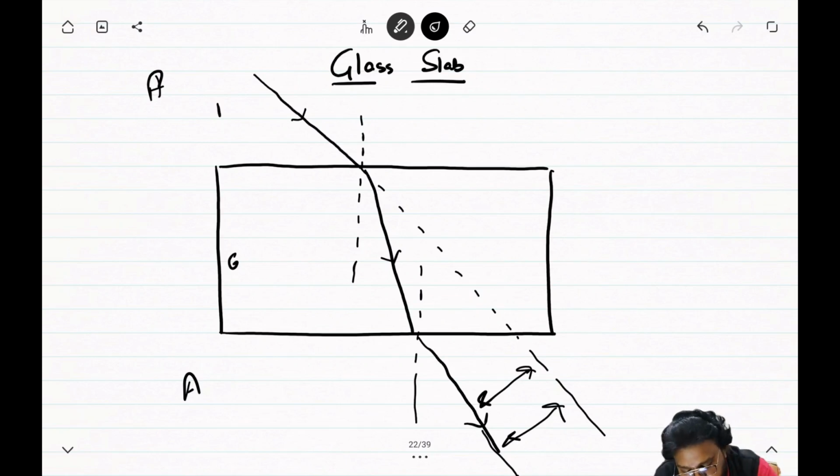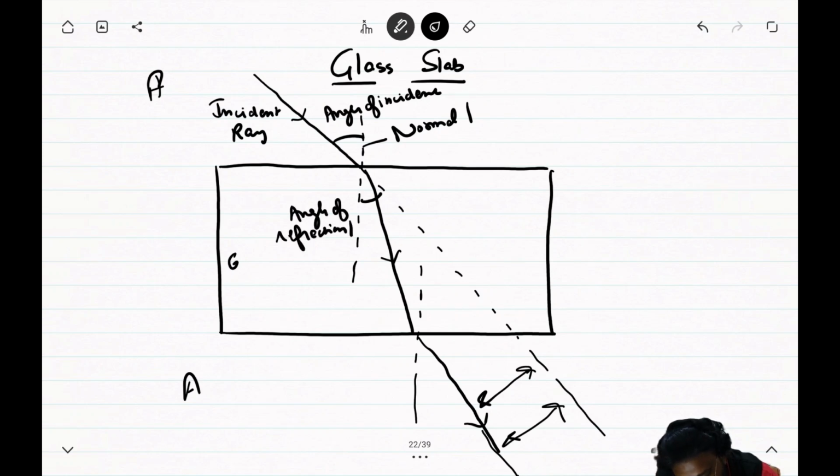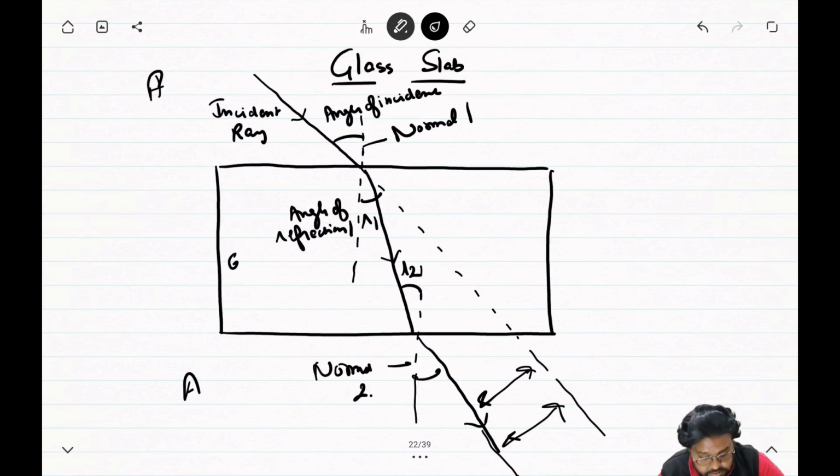Now naming them, this line is the incident ray. This is the angle of incidence. This is normal 1. This is angle of refraction 1, r1. This is r2, angle of refraction 2. This is the second normal. And this is the angle of emergence, the emergent ray. And this was the original path.